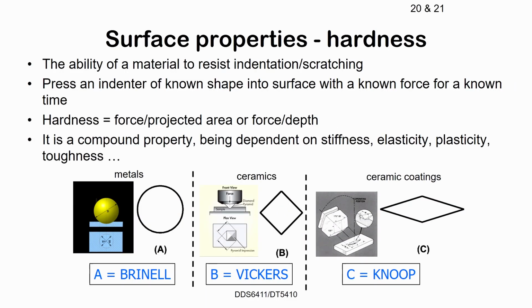Okay. Hardness. It's a compound property. How do you measure hardness? You take a very sharp indenter. Well, it doesn't have to be sharp. If you're measuring the hardness of metals, you can just use a ball, a hard metallic ball, and try to make an indent on the surface.